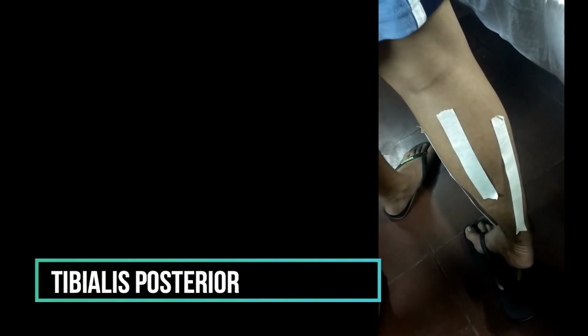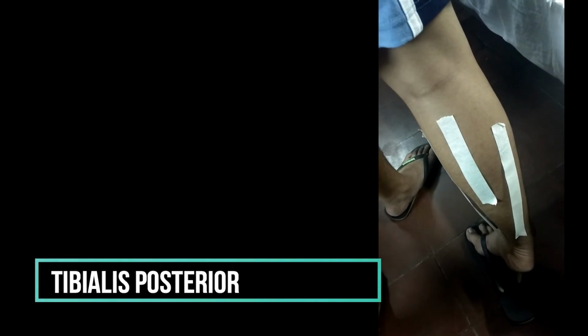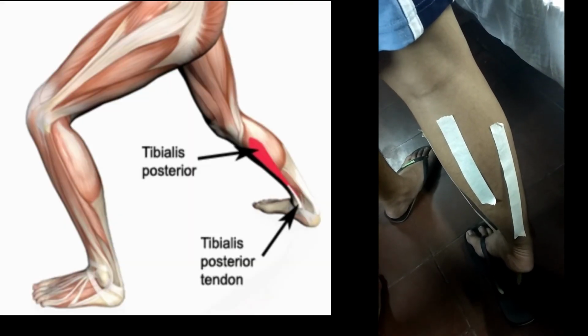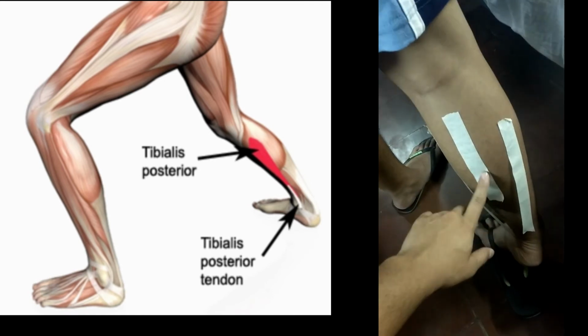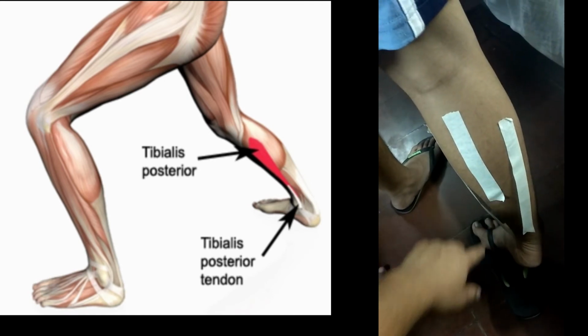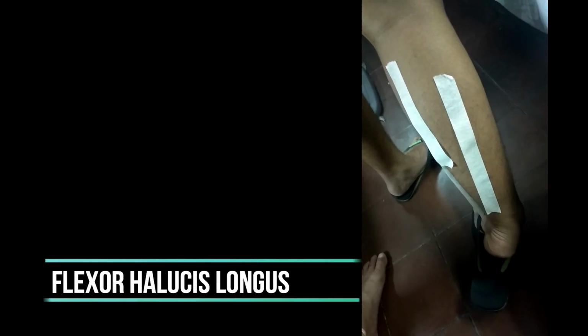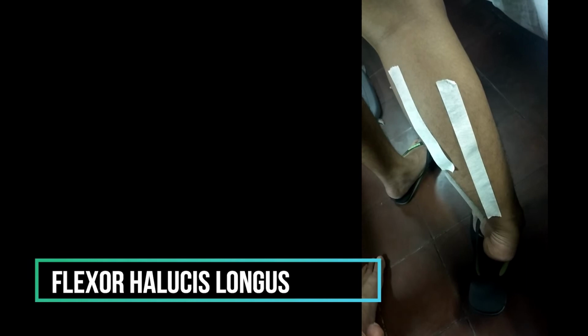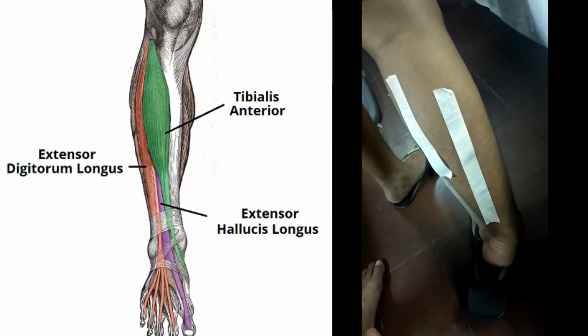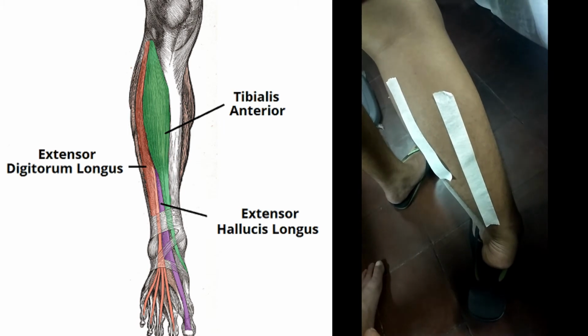Tibialis posterior. Origin: tibia and fibula. Insertion: navicular and medial cuneiform bone. So this is the tibialis posterior. Flexor hallucis longus. Origin: fibula, posterior aspect of middle 1/3. Insertion: plantar surface base of distal phalanx of hallux. So this is the flexor hallucis longus.